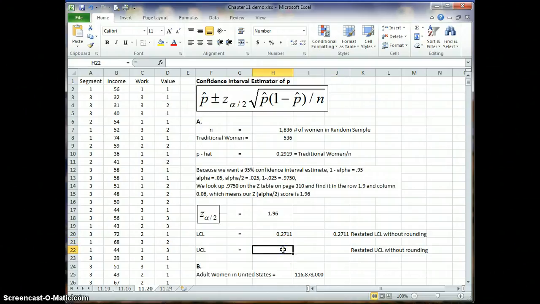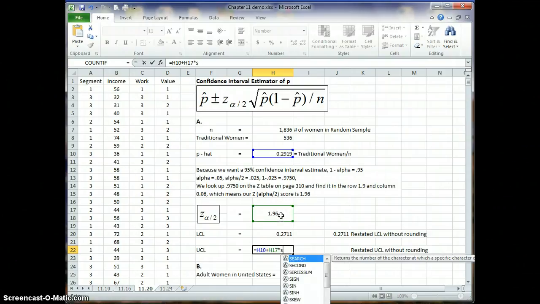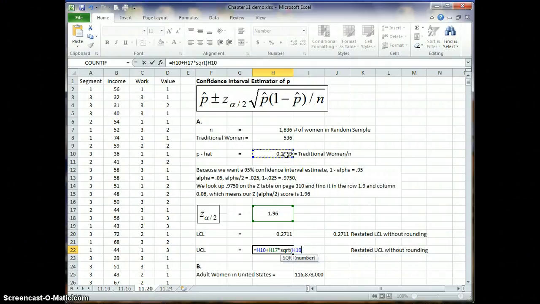And now I want to calculate the upper confidence limit, which again is equal to p-hat plus the z for alpha by 2, times the square root of, and here we go again, p-hat, which is H10, that 0.2919, multiplied by 1 minus p-hat, which is divided by n, the 1836. Click check.